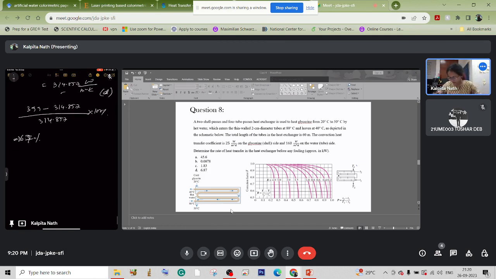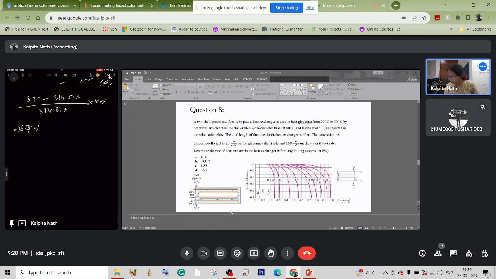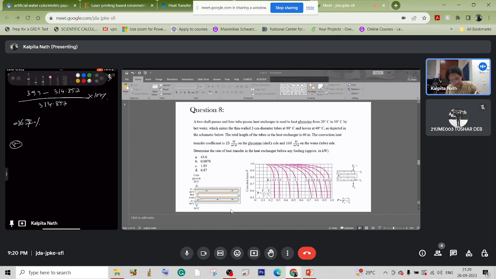So let us solve this last question. First of all, we need to find out the surface area. For finding out the surface area, the total length of the tube is given and also the diameter is given. So the heat transfer area we can easily calculate. The heat transfer area will be pi d_o L. So this is pi times 0.02 into 60, right? So this will be 3.77 meters square.